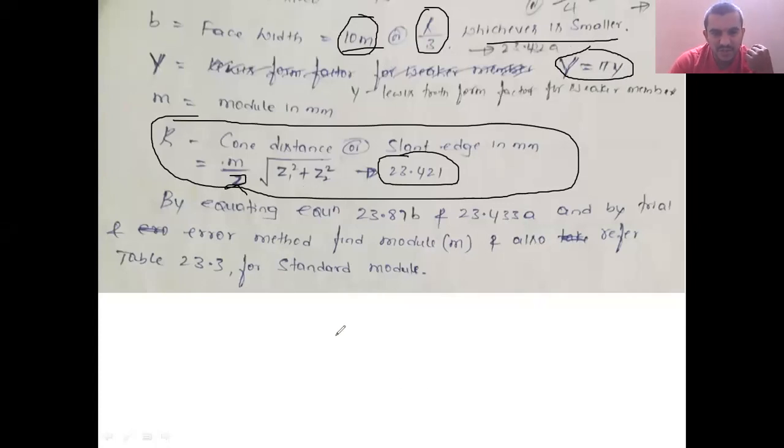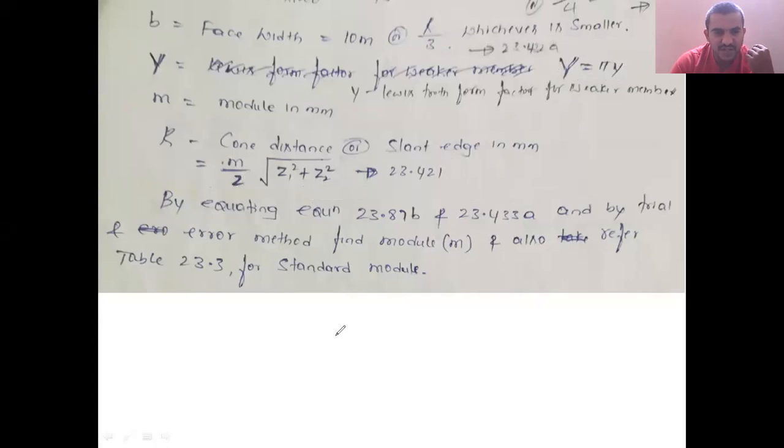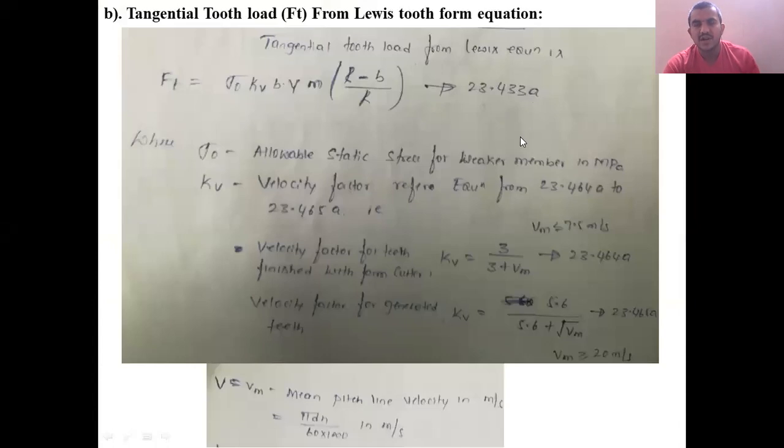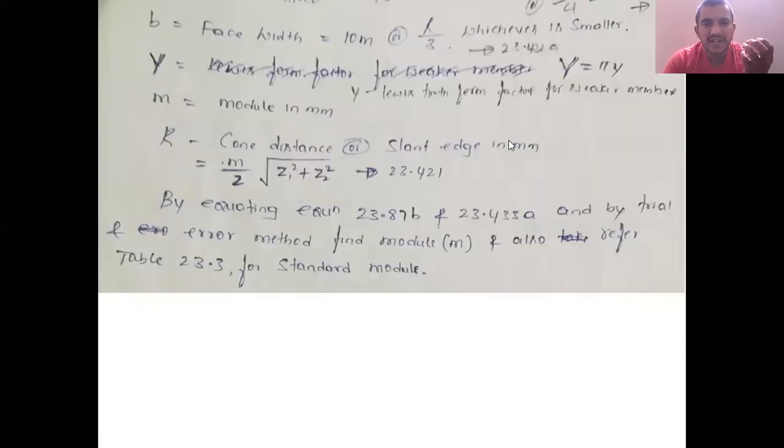Now, when we compare these two equations, 23.87 and 23.433a, we get the condition to determine the module. Once you fulfill the condition, you get the module. Then by referring to table 23.3, you get the standard module for the gear. Better you go for constructing the table.